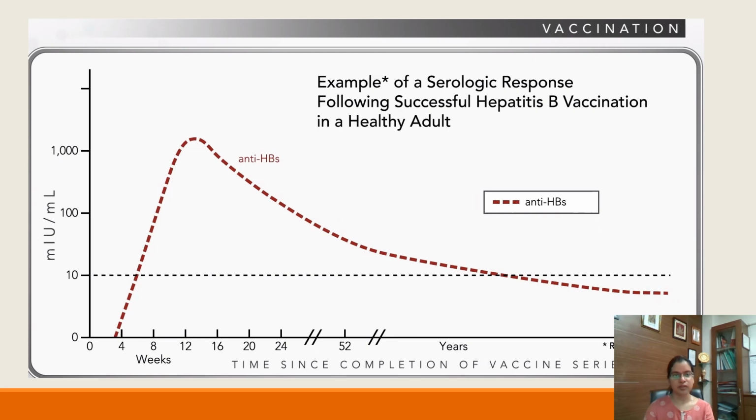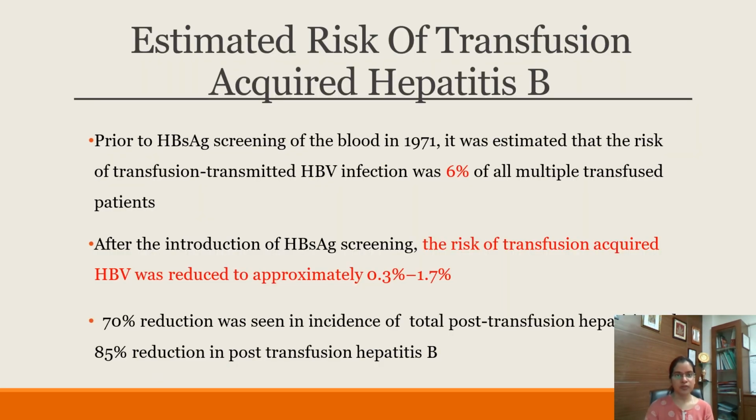to hepatitis B vaccine. Now, estimated risk of transfusion acquired hepatitis B prior to HBsAg screening of blood in 1971: it was estimated that the risk of transfusion transmitted HBV infection was 6% of all multiple transfused patients, and after the introduction of HBsAg screening, the risk was reduced to approximately 0.3 to 1.7%, and a 70% reduction was seen in incidence of total post-transfusion hepatitis and 85% reduction in post-transfusion hepatitis.